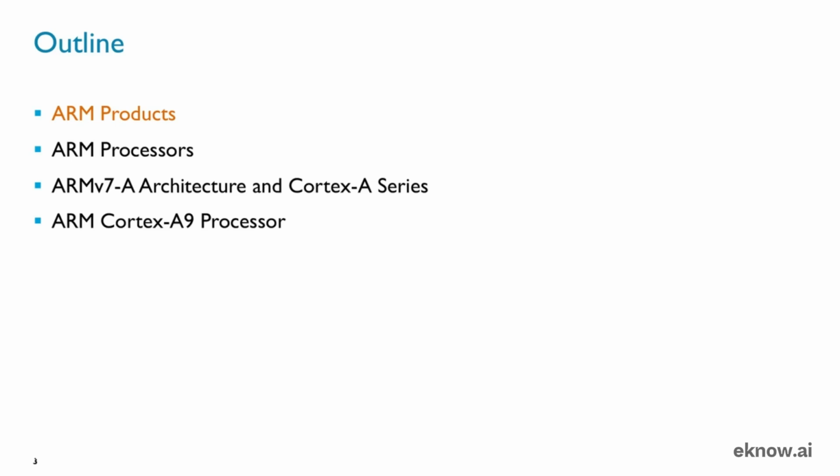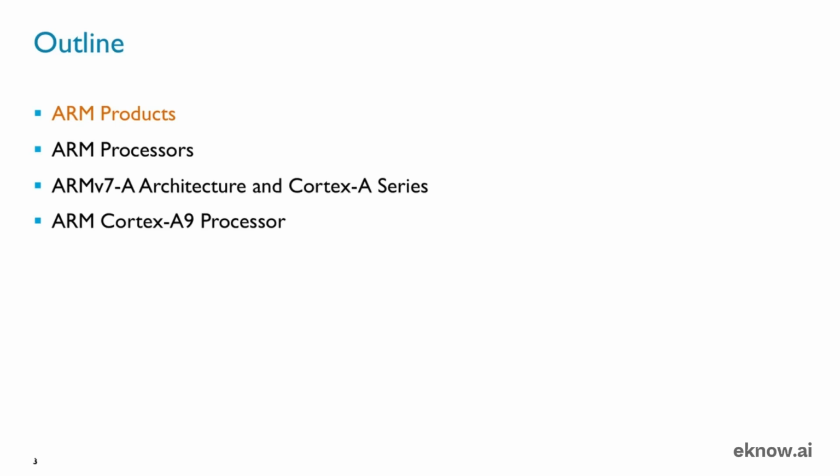This is where we'll start to dig into the core technology that ARM is most famous for. We'll discuss the different types and families of processors they design. Next, we'll get even more specific by looking at the ARMv7-A architecture and Cortex-A series.